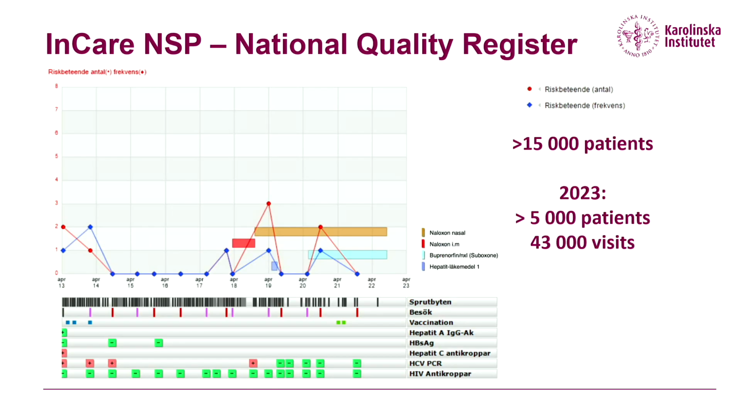We used this software to introduce a quality register for the needle syringe programs in Sweden, and this started in 2013. So far, we have included 15,000 individuals, and so far this year, over 5,000 unique individuals have made over 43,000 visits. I will explain this graph in detail in a few slides, but this is the overview of one single person. Of course, you can also pull out aggregated data on prevalence, incidence, and other indicators.